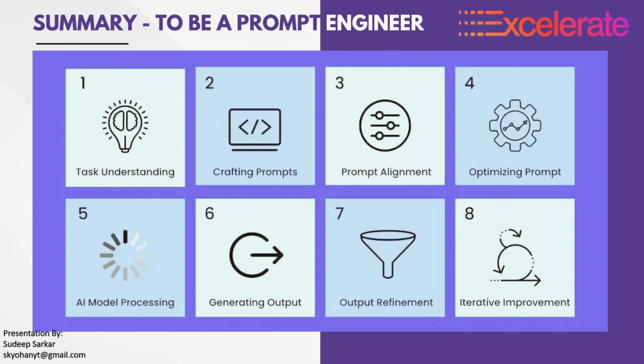Prompt alignment, optimizing the prompt to get the specific result. AI model processing, generating output, output refinement. Let's suppose we get an output which is not as per our given requirement. We then go back to the prompt and change a few things inside it to get the output as per our requirement. So that is iterative improvement. We keep on going until we get the specific output.